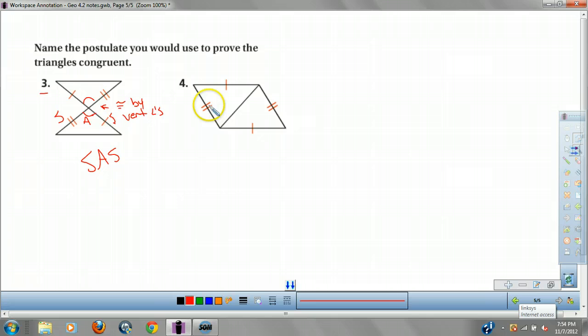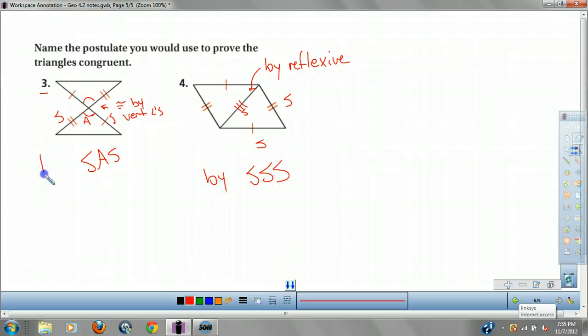Now on this one, I have a side, I have a side, I have a side. But I don't know any angles, and I can't use any theorems to prove the other ones. But look at this side. Could I say it's congruent to itself by reflexive? Yes, that's by reflexive. You can say it's congruent to itself. So I have side, side, side. So that one is by side, side, side. This one's by SAS.